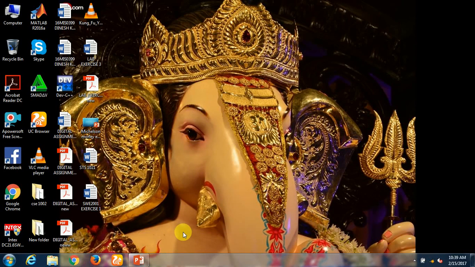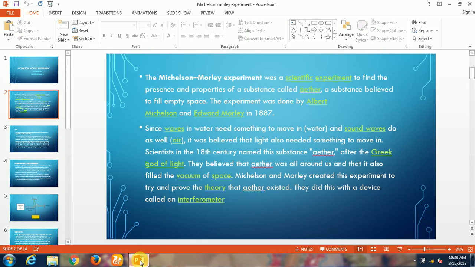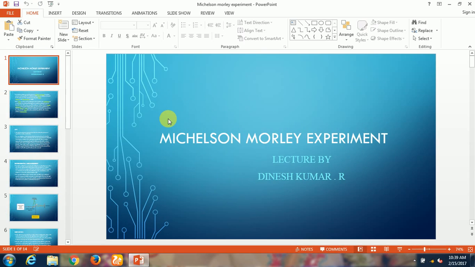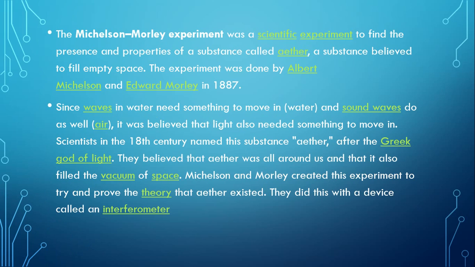Good morning guys. Today we are going to discuss the Michelson-Morley experiment. It was a scientific experiment to find the presence and properties of a substance called ether, a substance believed to fill empty space. The experiment was done by Albert Michelson and Edward Morley in 1887.